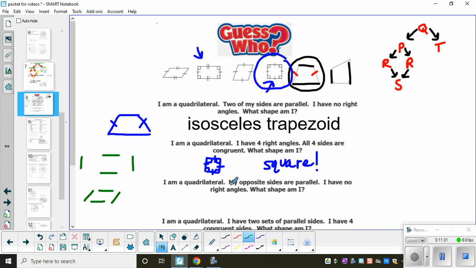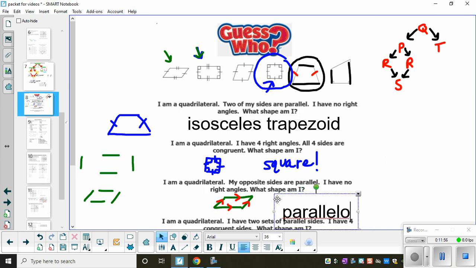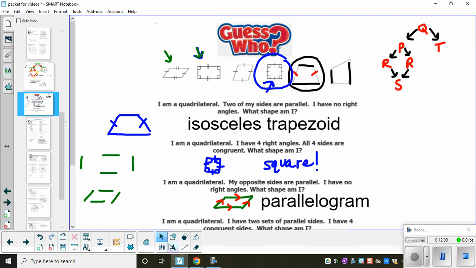I have no right angles. So if we said it had to be either this or this and it has no right angles, it's got to be the parallelogram. Again, opposite sides are parallel because this set is parallel to this set and this is parallel to this. I have no right angles, so it looks like here we have a parallelogram. All right, go ahead and jot that down. All right, so we used this one.